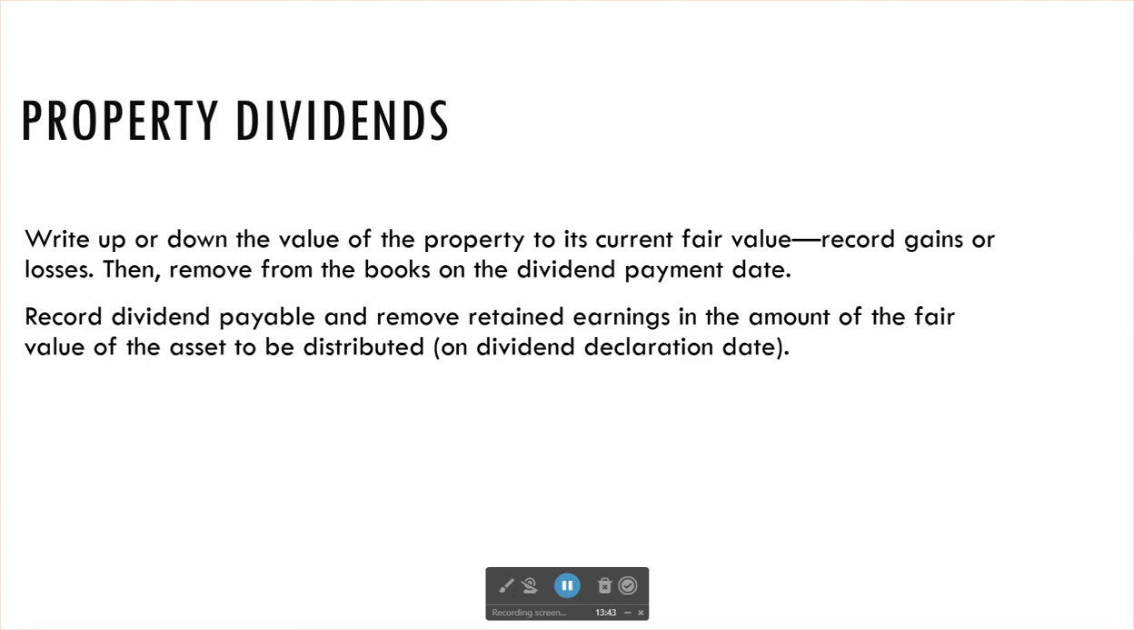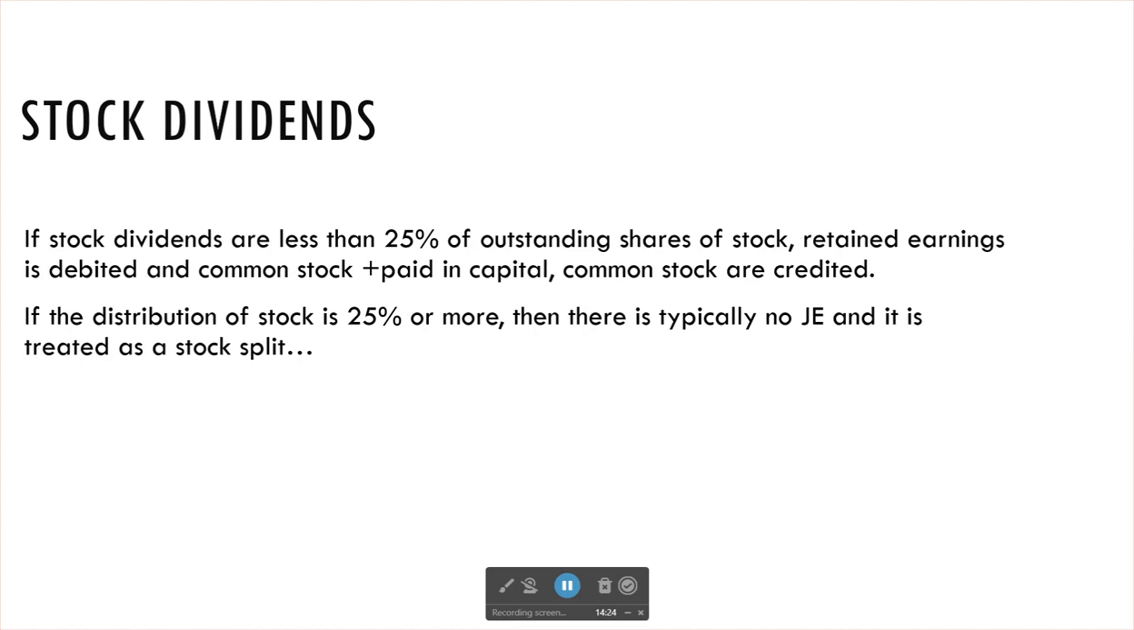So the board of directors, they say, well, why don't you just give it to us? Well, the first thing you have to do is increase the value of that property to its fair value, recording any gains or losses associated with it. Then you're going to remove the property in total from your books and distribute it to those investors. So the point I want you to understand here is that when you have property dividends, you're going to have to mark it up to fair value, and then you're going to distribute it. And it goes out of retained earnings.